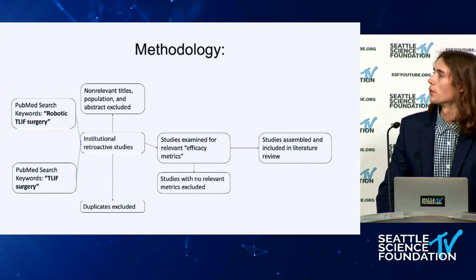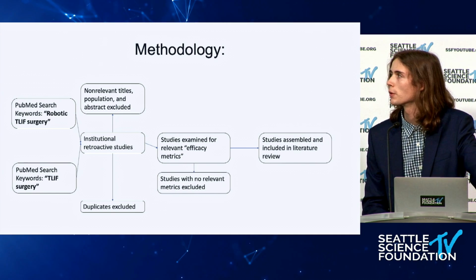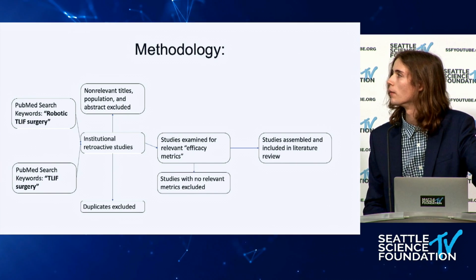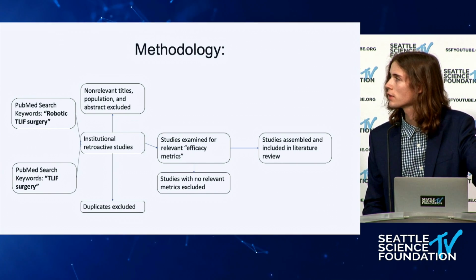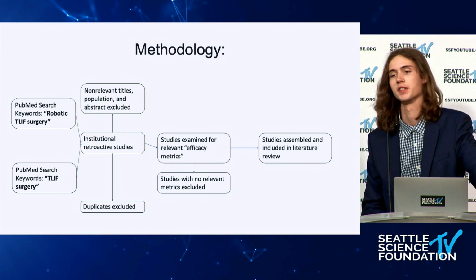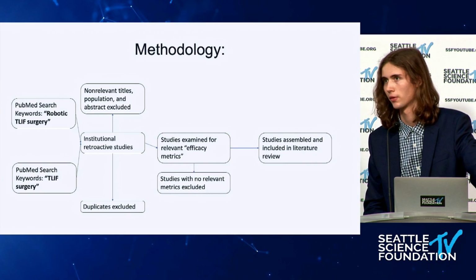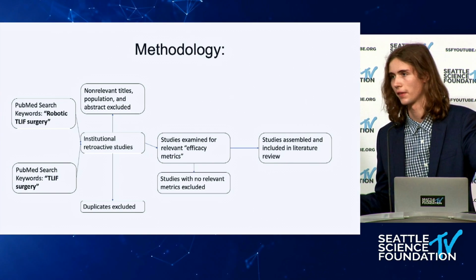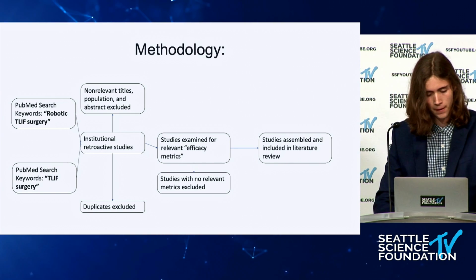So here's my methodology. I'll go through it very quickly. I started with 2 search queries, filtered out irrelevant titles, abstracts, etc., and focused on institutional retrospective studies. I also wanted to make sure the studies were statistically sound. Because of time constraints, I won't be able to go into the studies in depth, so just understand that I did the due diligence, making sure that they're statistically decent.